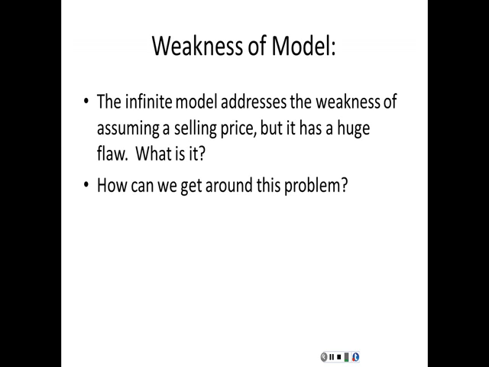Well, obviously there's a huge weakness created here. We get rid of assuming a selling price, but now we're assuming a constant growth rate in dividends, which is a weakness in itself. So we have two models, and two models with significant flaws. So how can we get around this problem? Well, what we're going to do in our next lecture is combine the finite and infinite model into one pricing model that tries to address the weaknesses of each model that we've discussed so far. It's not going to solve all our problems, but it'll be a more realistic or stronger model than what we have at this point.